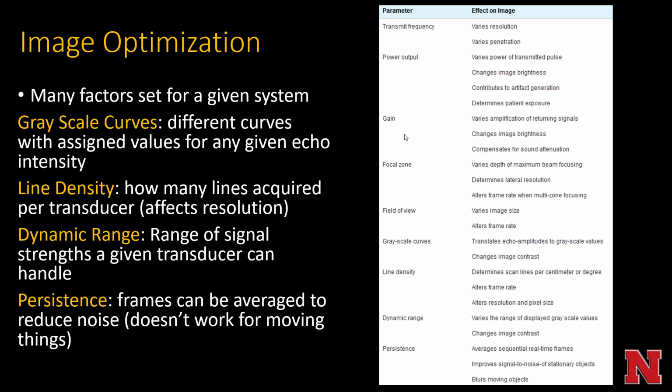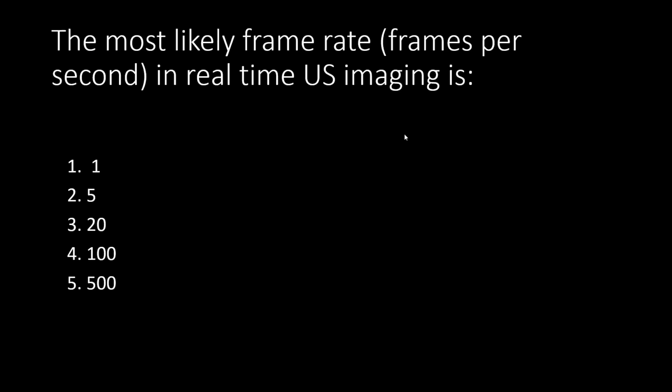Dynamic range, the range of signal strength that a given transducer can handle. So there are some signals that just are too weak for a given transducer. So if you have a good dynamic range, that may enable a transducer to see weaker signals. Persistence is the frames that can be averaged to reduce noise. It doesn't work for moving things. So persistence would be a phenomenon where even though you move the transducer, there's a ghost of what you were just looking at. Obviously, that can be an artifact and a hindrance.